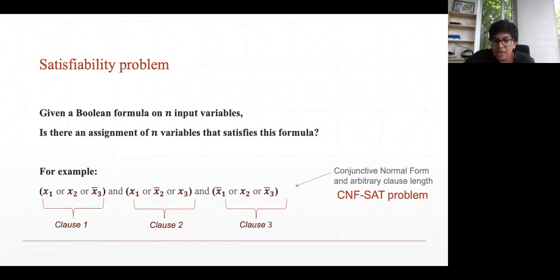Now, when this formula is in conjunctive normal form, that is, variables are connected with ORs to form a clause, and each of these clauses is connected with an AND, and the clauses are of arbitrary length, meaning a clause can take any number of variables from x1 to xn, then we call this problem the CNF-SAT problem.